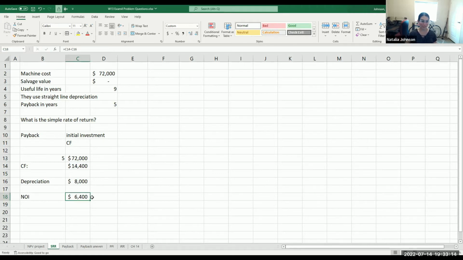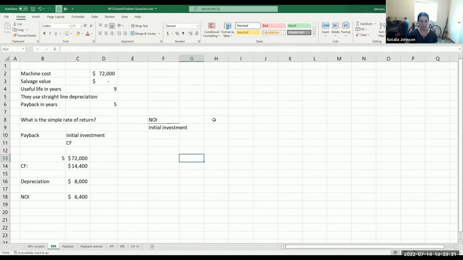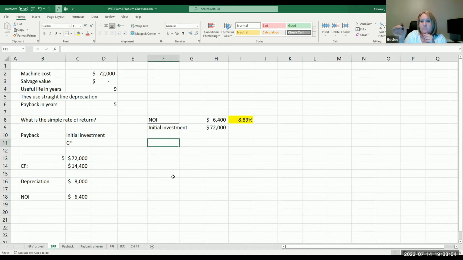So now we can finally do the simple rate of return. Simple rate of return is net operating income divided by initial investment. So now we have net operating income, and the initial investment is 72,000. So that divided by that is the answer. Because simple rate of return is a percentage, it'd be 8.89 or 8.9. And it will tell us how many decimals to use.